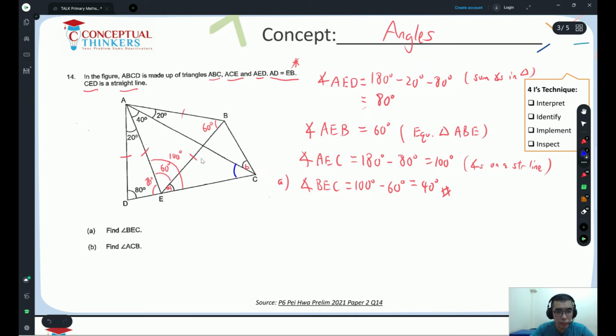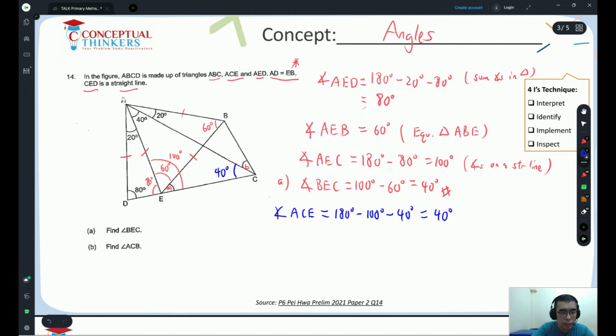Okay, so to find this angle, I just take 180 degrees, minus away 100, and minus away this 40. So angle ACE: this will give me 180 degrees minus away 100, which is my angle AEC. Then I minus away 40 degrees, which is my angle EAC. Then notice that this will give me another 40. Oh, so which means that it's 40 degrees.